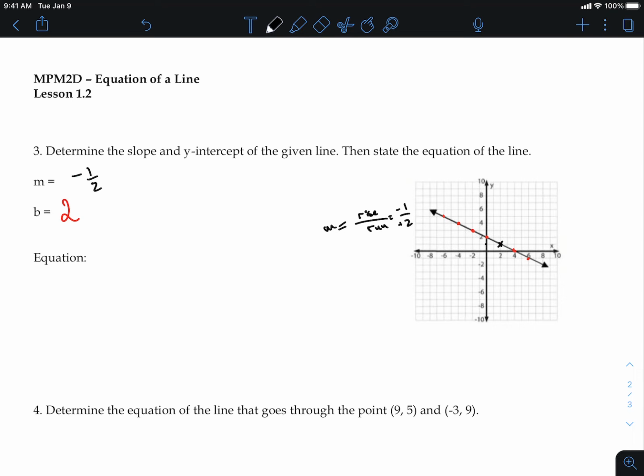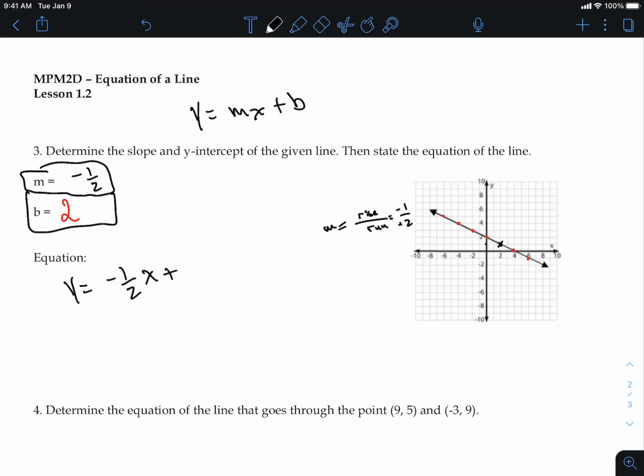Okay. What is the equation of a line? y equals mx plus b. You know M. You know B. You just have to plug them in, and that's it. So your equation for this line that's on this grid is y equals negative 1/2 x plus 2.